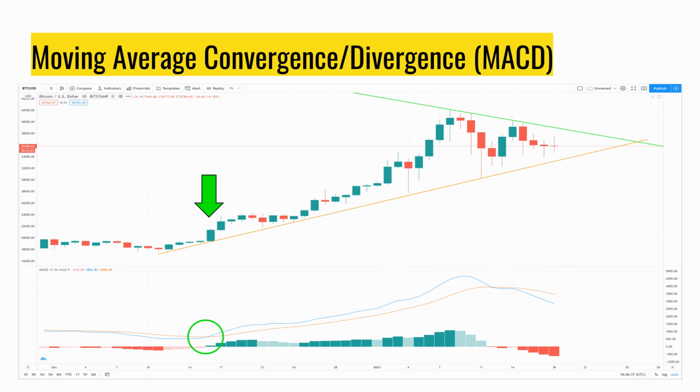However, the MACD line crossed below the signal line very recently. This caused a move downwards, and since the MACD line is still under the signal line, this is very worrisome for Bitcoin as we are reaching the end of the symmetrical triangle. This could cause Bitcoin to move downwards as the MACD is showing a sell signal.